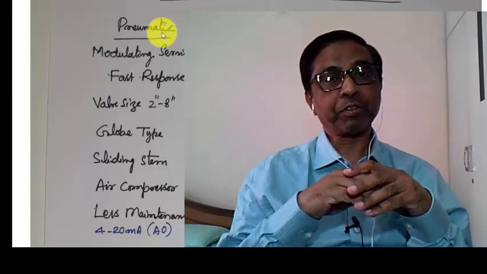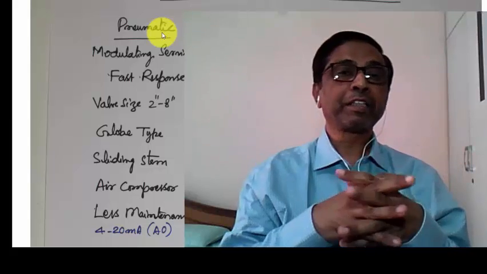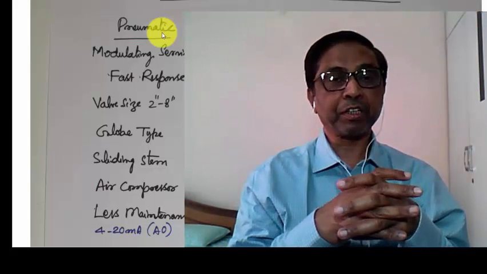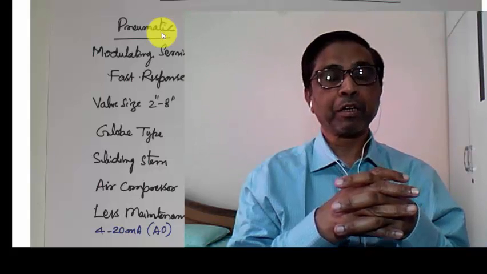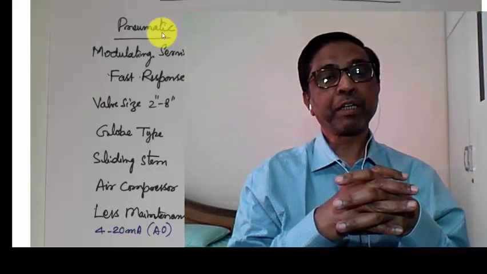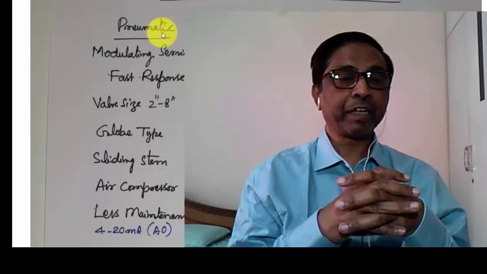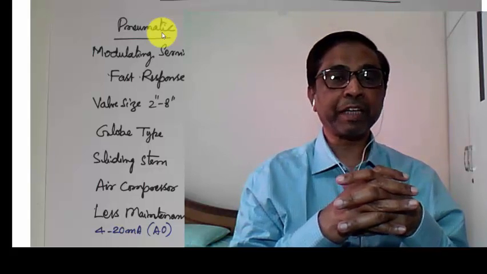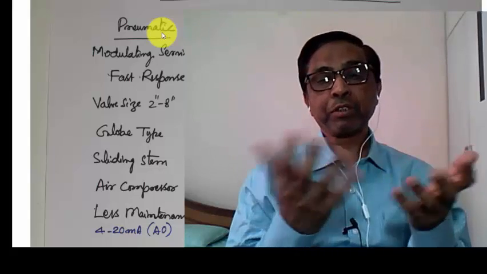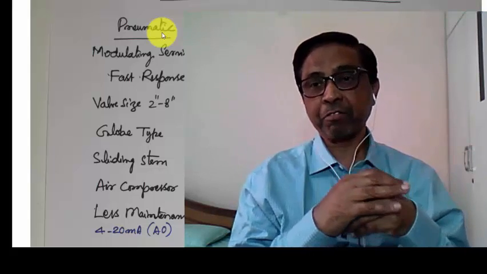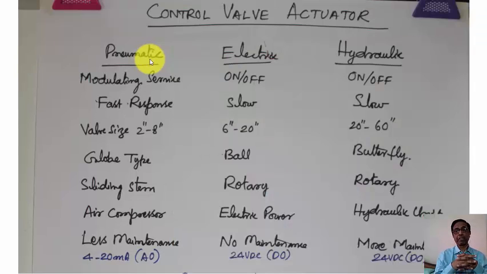Pneumatic actuator. Pneumatics means air pressure. Pneumatics is a separate topic by itself, but here our pneumatic actuator means operated with air pressure, compressed air. Electric means you have to give electric power, maybe single phase or three phase. Hydraulic means operated with hydraulic pressure, that is oil pressure maybe. There is a separate hydraulic oil unit which will operate this control valve.